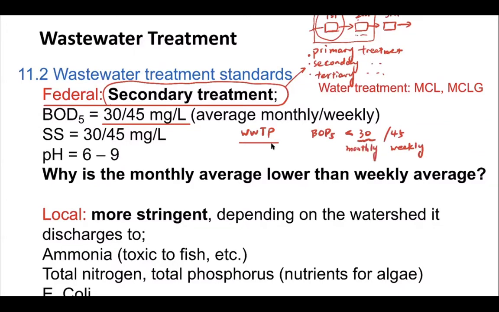So now we may have a question. Why is the monthly average smaller than the weekly average? Why is it not the reverse? Right, so this is our second quiz question. I'm giving you a few options. Why do we have two different standards and why are they different from each other? Why are they not the same?